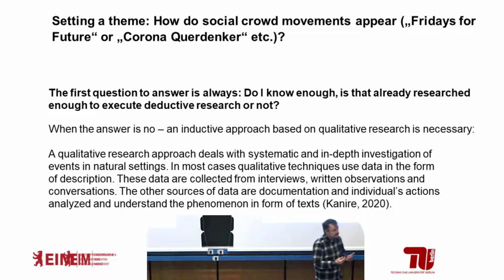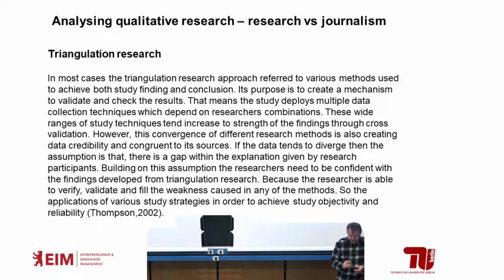But what distinguishes that approach? After deciding I don't know about that, I go into that, I try to find out what's going on. I interview people, I observe people. What is the difference to journalism? You have to ask yourself this question because journalists do exactly the same. If there is a problem, if there is an issue, they go in, interview people, draw conclusions, write about it. But what distinguishes a scientist from a journalist?